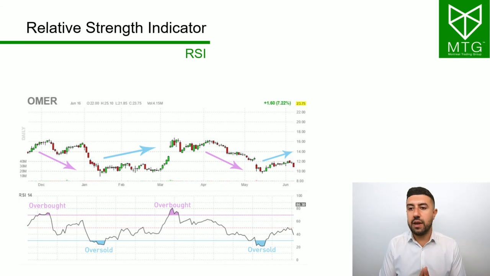So this is the RSI, another very popular and useful indicator. And I'll see you guys in the next lecture.